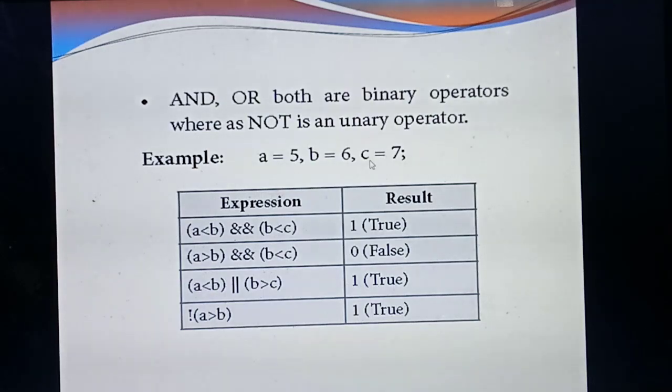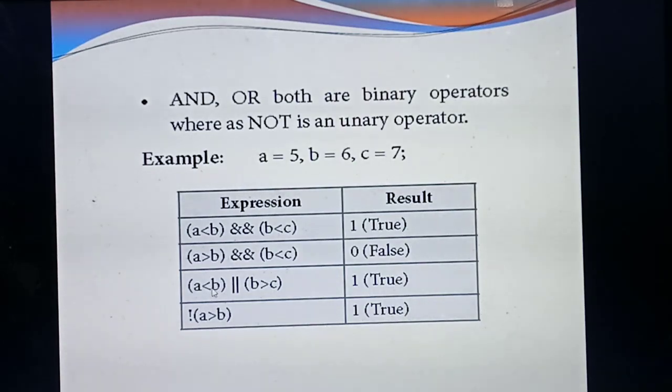Next, A greater than B. 5 greater than 6. Whether it is correct? No, false. Then B greater than C, 6 greater than 7. Whether it is true? No. So the answer you will get is false. So substitute the values here and just find out. Then only you will understand how the answer comes.